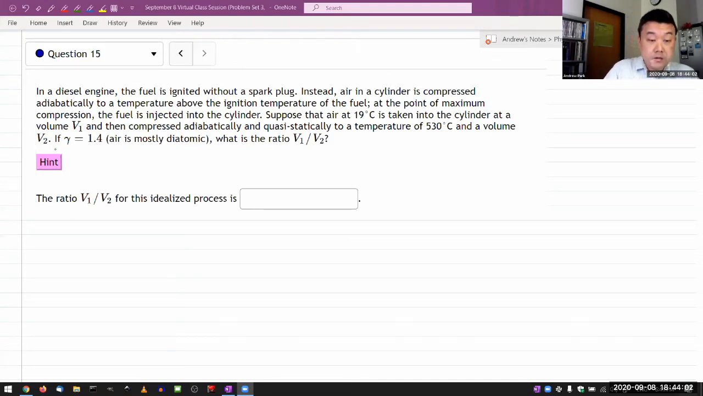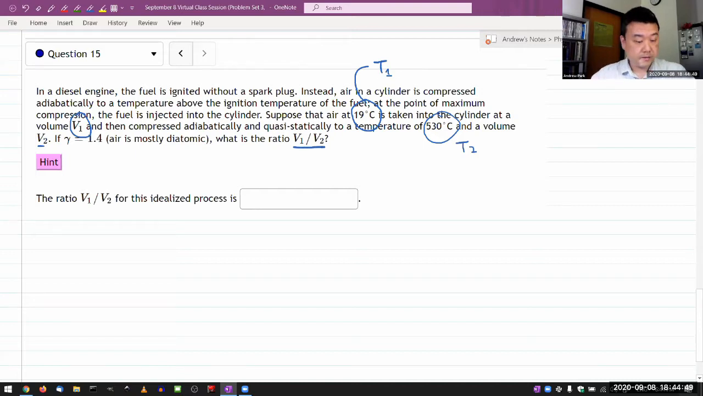Now, suppose that air at 19 degrees C, that sounds like something I need to know, initial temperature, is taken into the cylinder at a volume. Oh, wait, I'm using the labels 1 and 2, so let me use the same labels here, T1, and then compress it adiabatically and quasi-statically to a temperature of 530 degrees C and a volume V2. If gamma is equal to 1.4, air is mostly diatomic, what is the ratio V1 over V2?